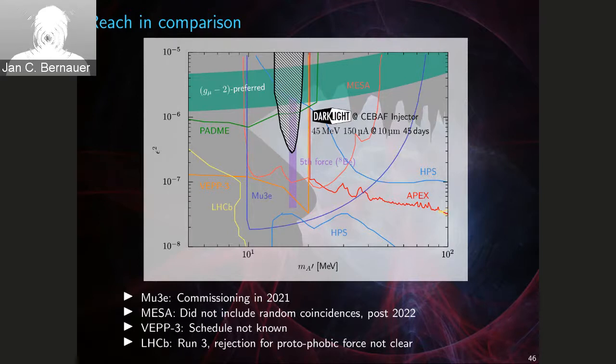And this will run post 2020, right? That detector, or that accelerator, still has to be built. For Web3, I have no idea. It's not clear if this is going forward at all or not. For LHCb, they probably cover that range, but it's not clear if the protophobic force would evade their limits. I think that's still a little bit up in the air. It's from the interpretation, I think it's a little bit more complicated there. And that's as far as I know everybody who's looking at that.